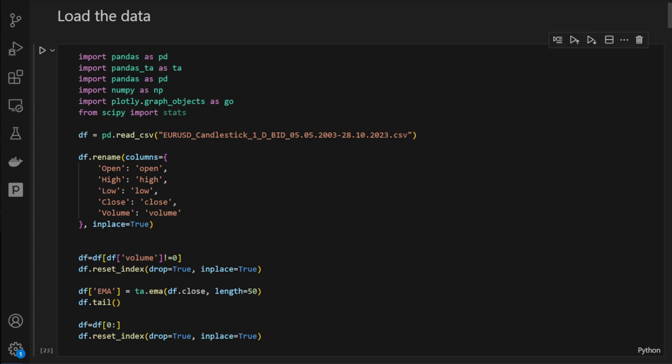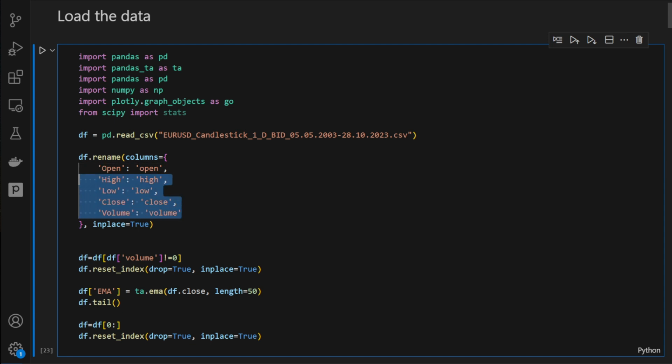This is our Jupyter notebook file. I'm loading the data in this line into a pandas data frame. I'm using the Euro US dollar data, the daily time frame between 2003 and 2023. Then I'm renaming the columns so that my functions will work correctly. It's just replacing the upper first letters by a lowercase first letter.